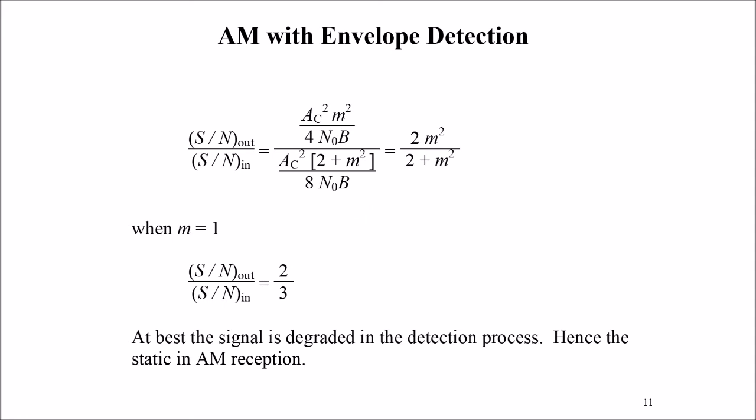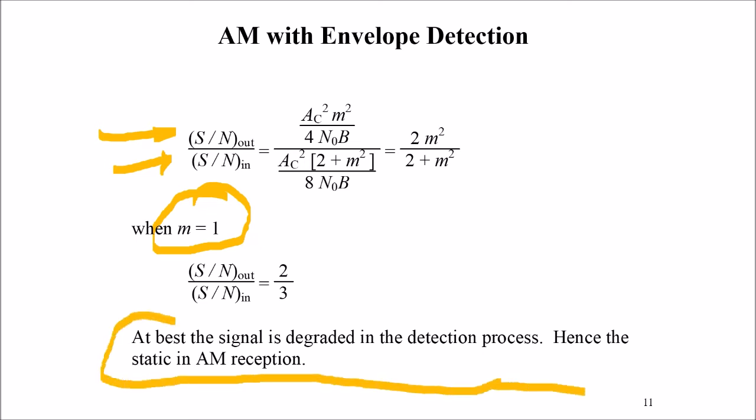And the signal to noise ratio at the output of the peak detector compared to the signal to noise ratio at the input is going to be 2M squared divided by 2 plus M squared. At most, or at best, M is equal to 1. So the signal to noise ratio at the output compared to the input is 2/3. So at best, the signal to noise ratio of the signal plus the noise is worse at the output than it is at the input. The signal to noise ratio at the output is 2/3 the signal to noise ratio at the input. So that accounts for the inevitable static in AM reception.